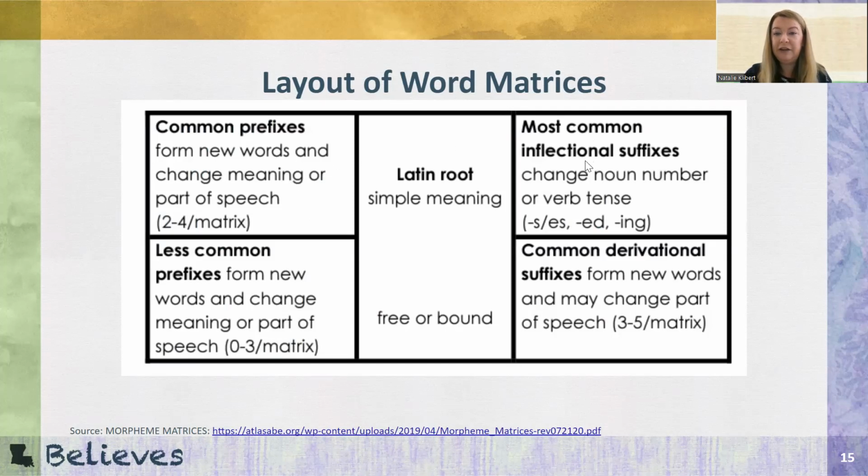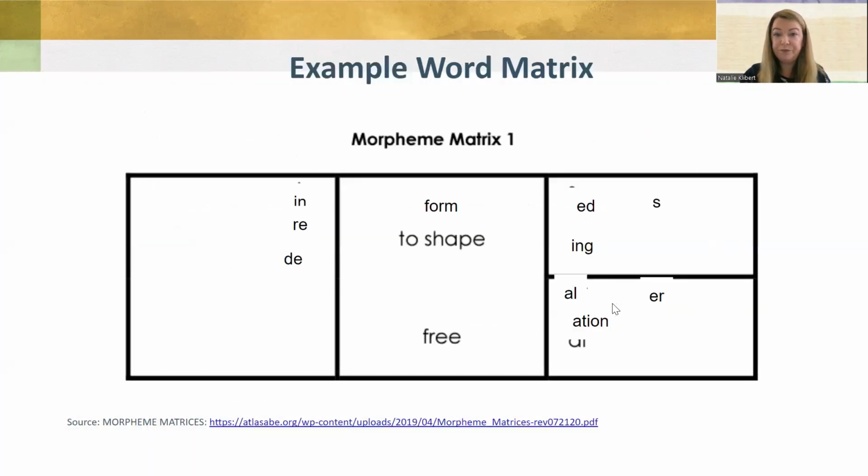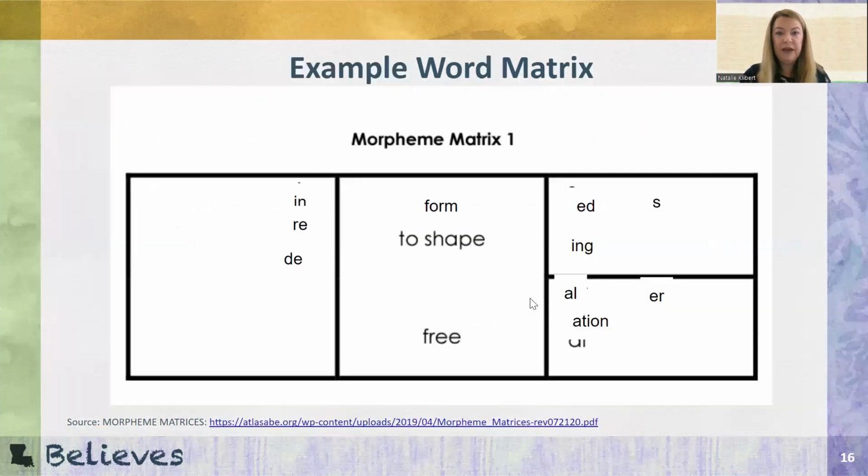Your most common inflectional suffixes go in the upper right-hand corner. These change the noun number or verb tense. This is when you add an S, an ED, and ING. And then you have a common derivational suffix that forms new words and may change part of speech. So here's an example of one. This is a morpheme matrix with the base form, which means to shape. It's a freestanding one. The word form can be a word on its own.